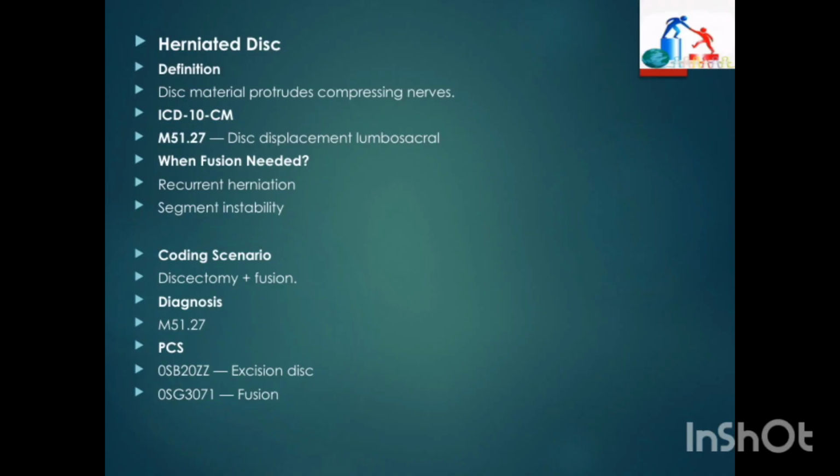For the procedures, we use a code for the excision of the disc and 0SG3071 for the fusion itself. Understanding these codes helps us accurately document the treatment and ensures proper billing. It also highlights the importance of tailoring surgical interventions to the patient's specific condition, whether it's just removing the herniated disc or also stabilizing the affected segment through fusion. This approach ultimately aims to restore stability and alleviate symptoms effectively.